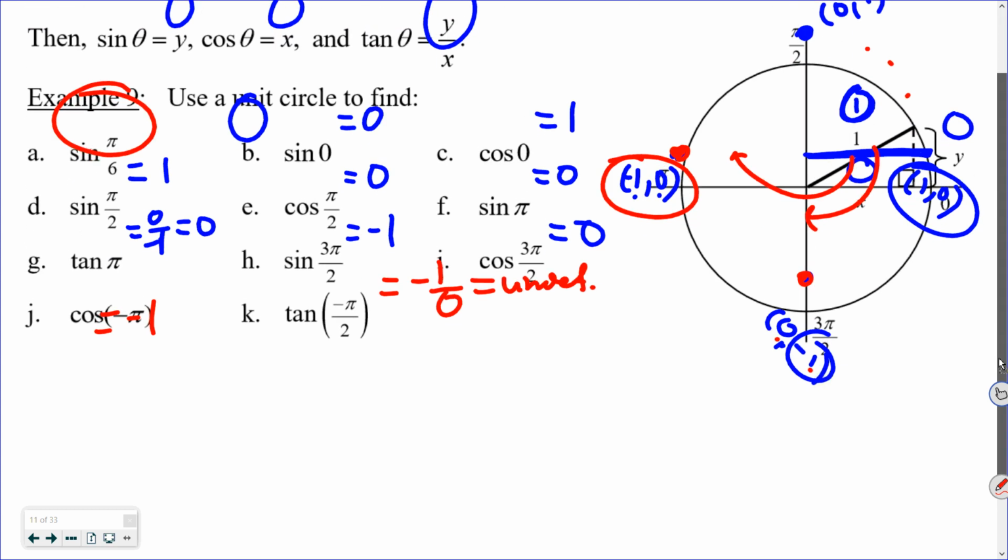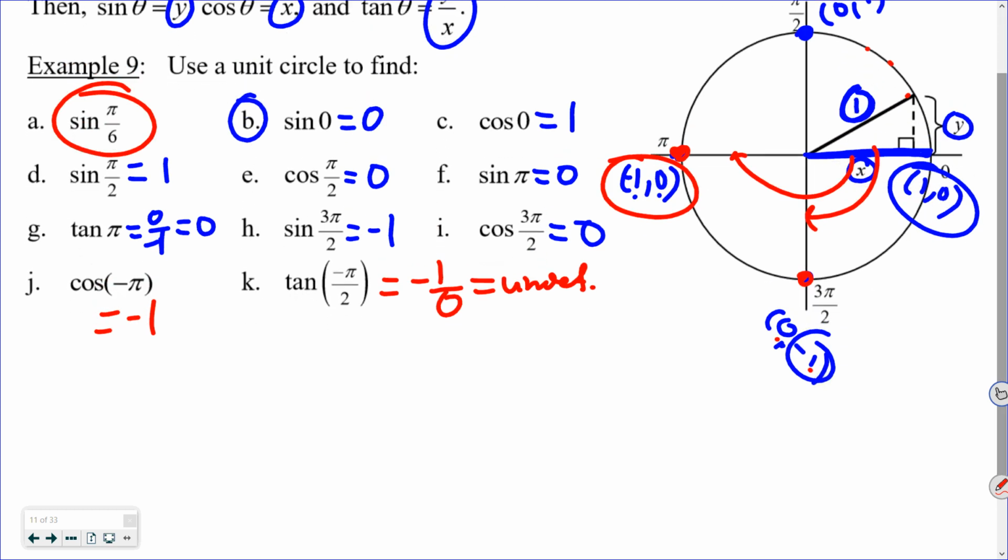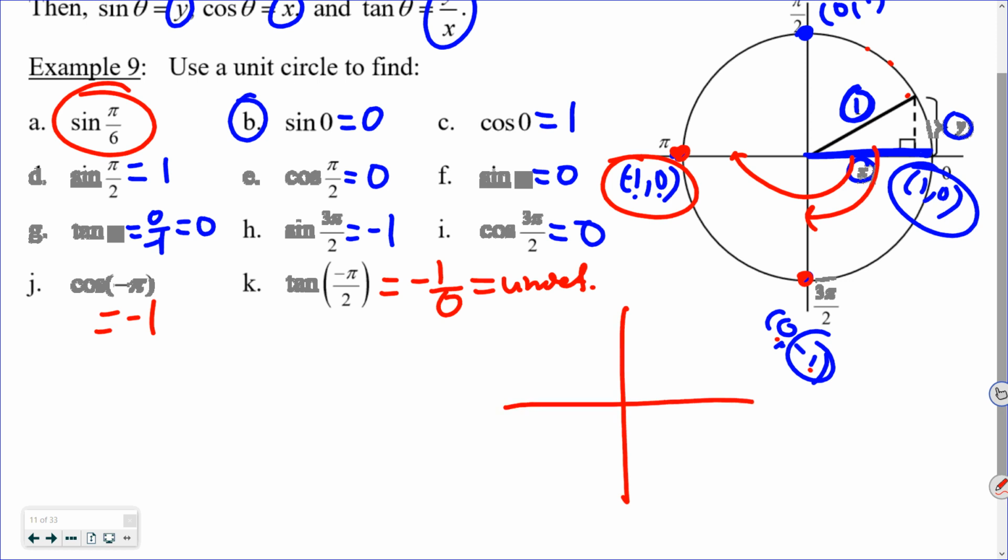Pi over 6, whoops, sorry about that. I'm just going to draw it like this. Pi is 180, so pi over 6 would be 180 divided by 6. That's 30. So that angle is right here. Draw your right triangle. This is a 30-degree angle then. That means this side is 1, the hypotenuse is 2, and this is the square root of 3. And we want to find the sine of pi over 6. That would just be the opposite 1 over the hypotenuse 2.